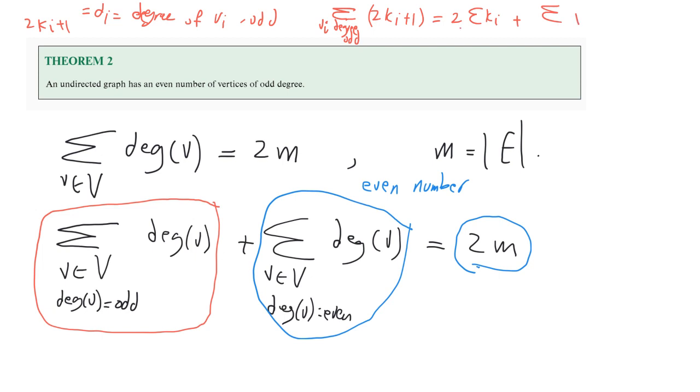And this term is even and this term is just the number of vi's with odd degree. And again, because this term is even and the summation of these two is even, this guy here also has to be even, which is the number of vi's with odd degree.